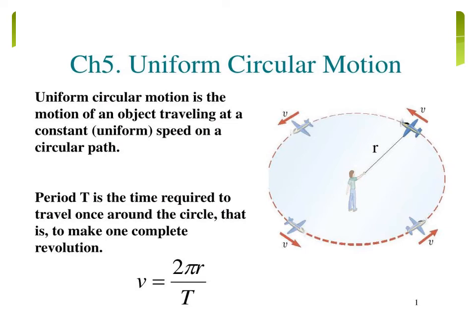Now, uniform circular motion. Let me tell you, what is uniform circular motion? Take a piece of thread and tie a small stone at one of its ends. Now rotate the stone. It describes a circular path, isn't it? If you rotate the stone, you will get a circular path with a constant speed.